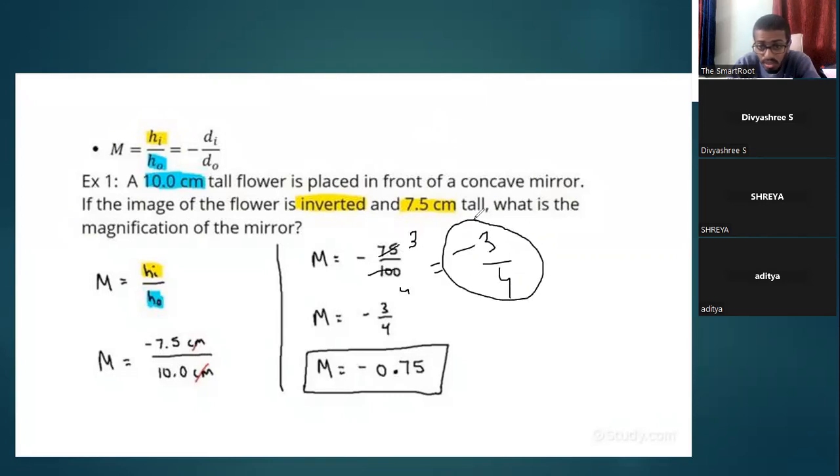So the magnification should be converted into decimals. Don't keep it as a fraction only, convert it to decimals. Most of the time, you will get an easily convertible decimal. Otherwise, just divide and put it up to 3 decimal places like that.